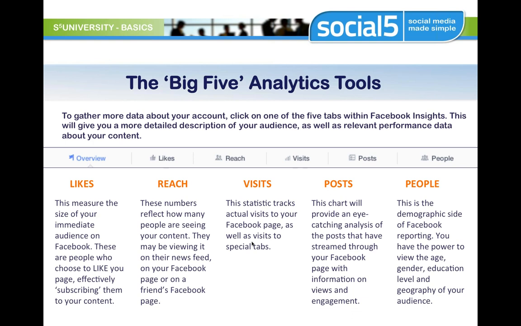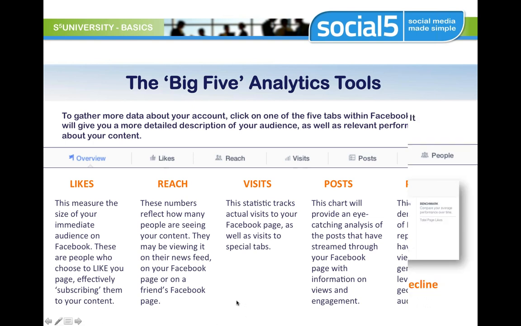Reach refers to individuals. If I go to your page 17 times, I'm counted as one person under this metric. It's looking at unique users that are coming to your page. Next is visits. A lot of times we want to track who's coming to the page, where they're coming from, where they're going to. That's what this one refers to under Facebook. Posts: what you have published, which ones have done best. This is always an important one to evaluate as you're trying to understand who your audience is and what resonates with them, because every audience is a little bit different. And last is people, and this is demographics on your page.